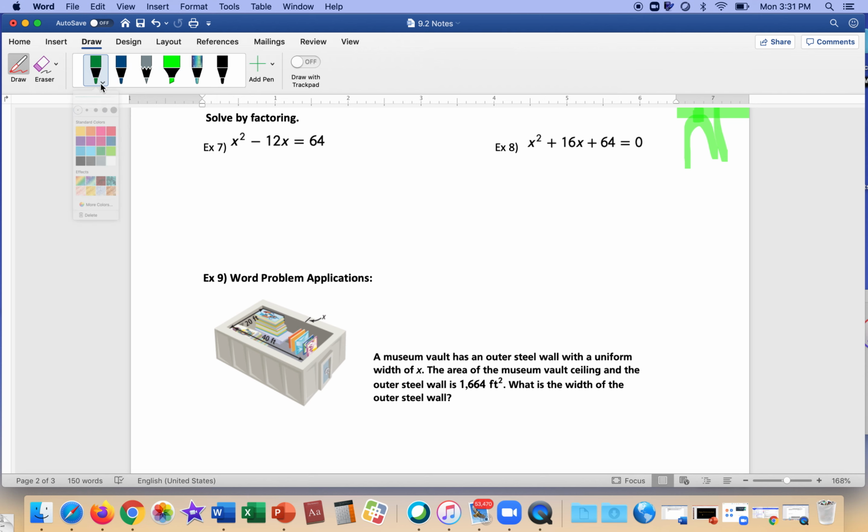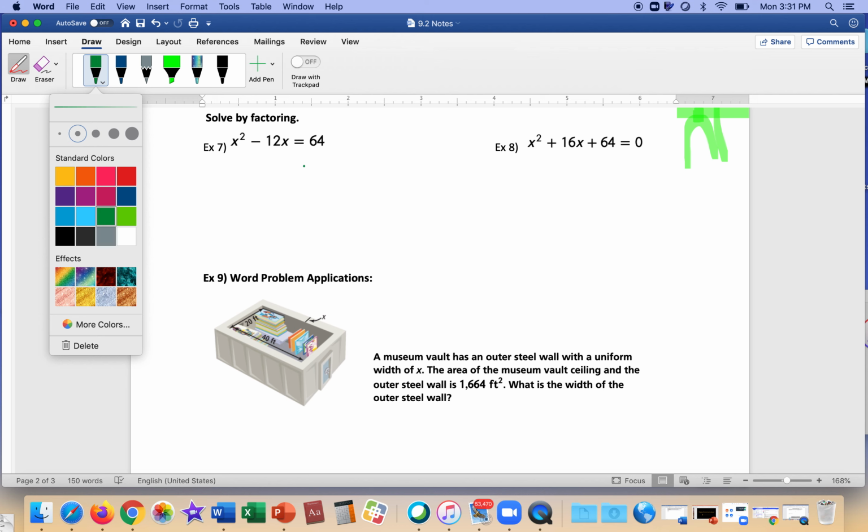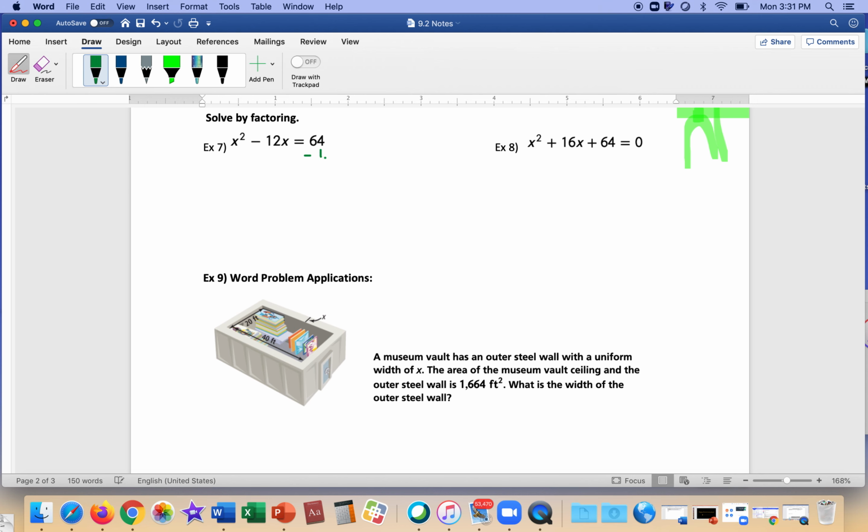So what we're going to do is get all terms on one side, right? So we'll subtract 64 from both sides. And then we get x squared minus 12x minus 64 equals 0. So that's step 1. Get all terms on one side.